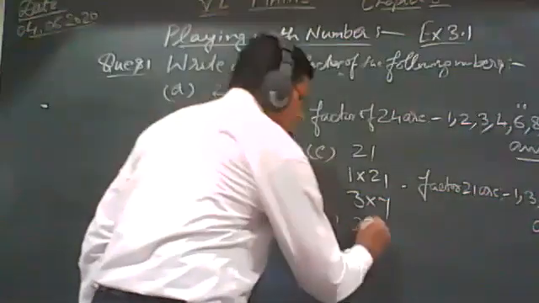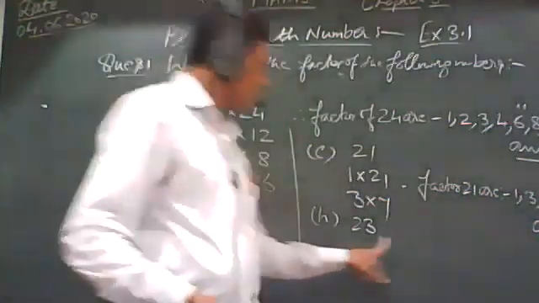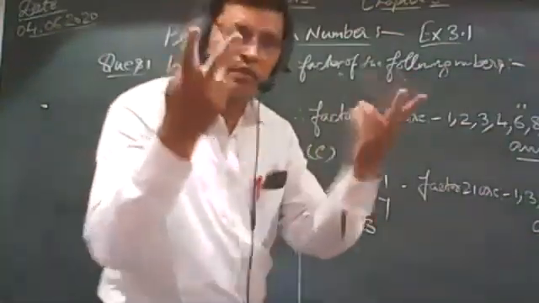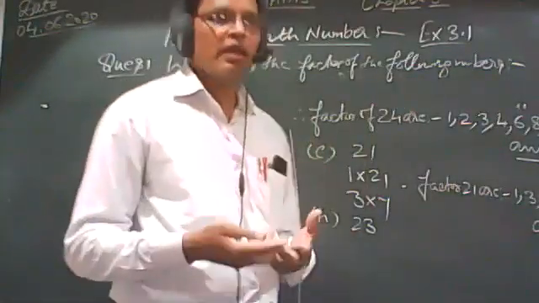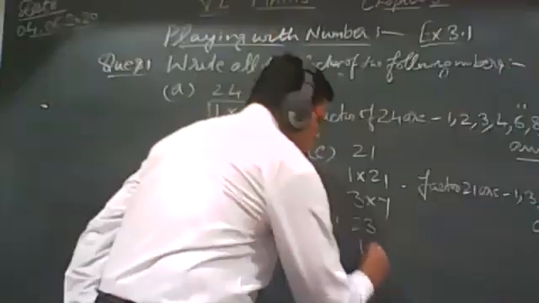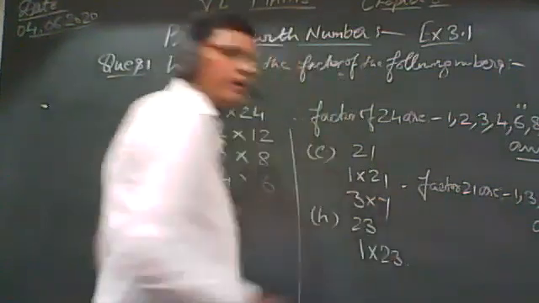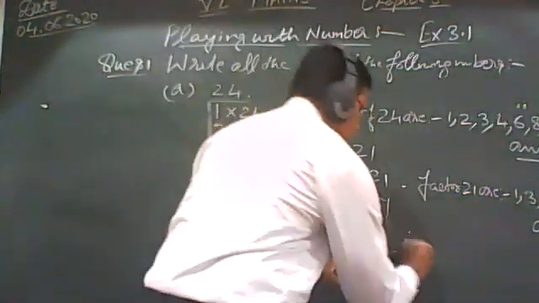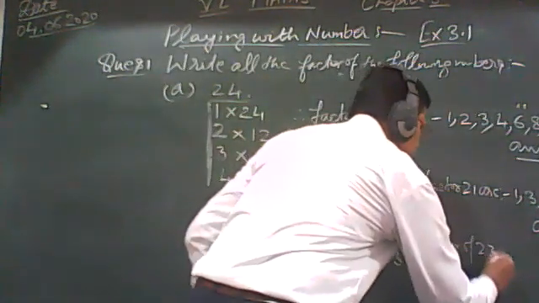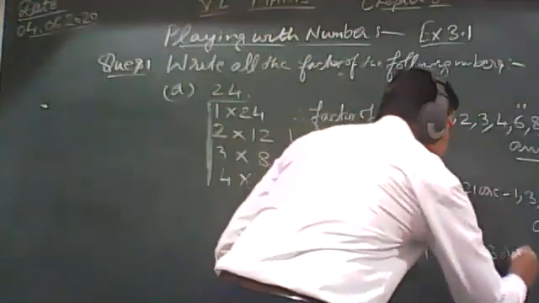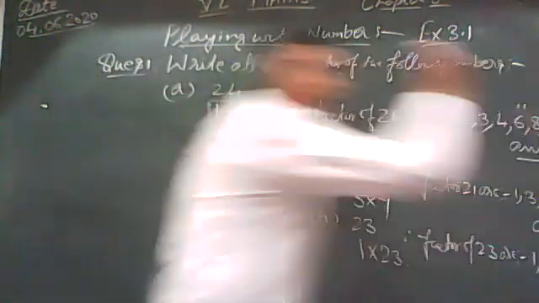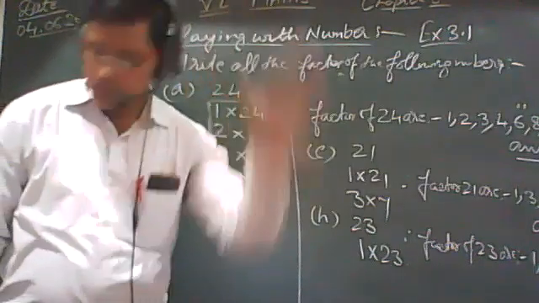It is 23, and 23 is a prime number, and a prime number has only two factors. One factor is 1 and the other factor is the number itself. Therefore we write 1 into 23. There is no other factor. Therefore the factors of 23 are 1 and 23, and that is our answer. Okay, it's clear.